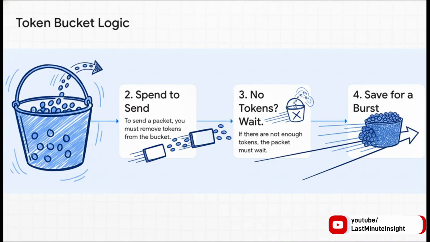So here's how it works. The bucket is just constantly filling up with these tokens. When you want to send a packet, you check the bucket. Got enough tokens? Great. You take them out and send your data. If there aren't any tokens, your packet has to wait.